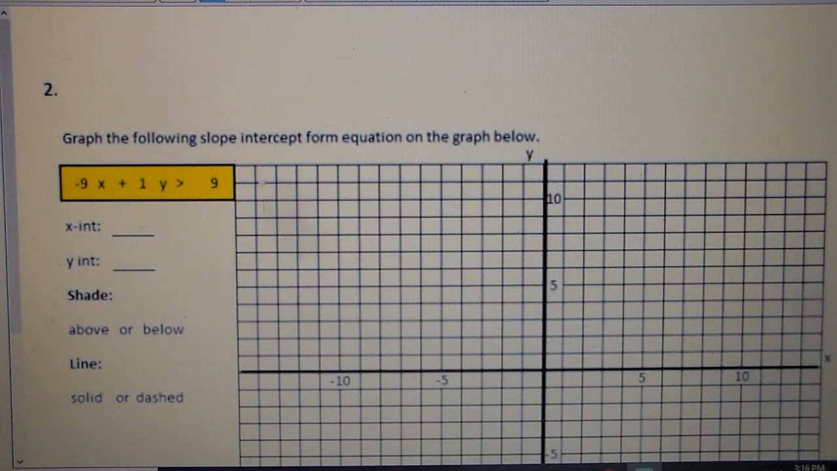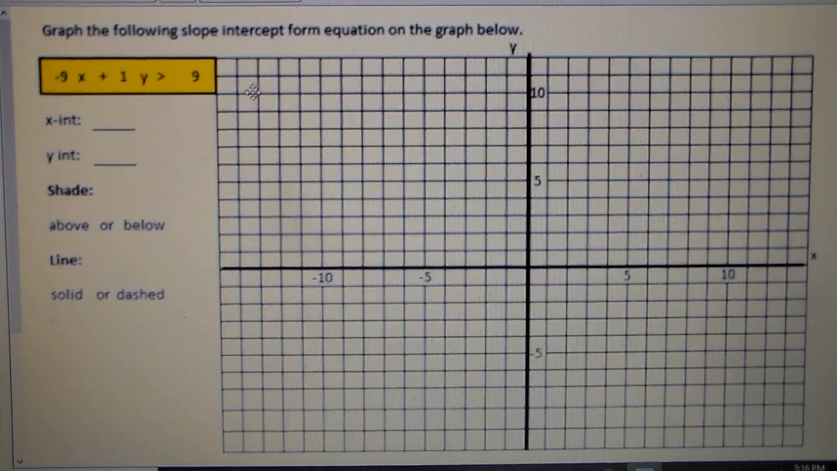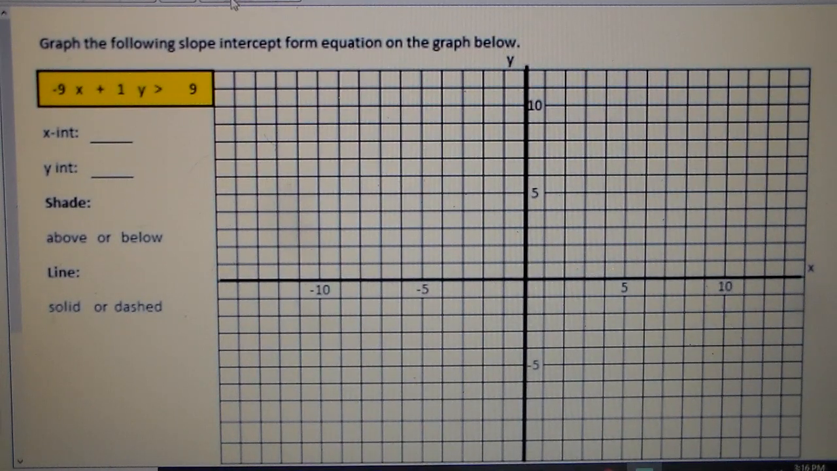Let's do another one. Here's number 2. So we have negative 9x plus 1y is greater than 9. You could probably do all the math in your head here, because they're nice and small numbers. But just to get used to the practice, we put 0 in for y, so that y term is deleted. We have negative 9x is greater than 9. You divide both sides by negative 9, and you're going to get x equals negative 1. So the x-intercept is at negative 1.